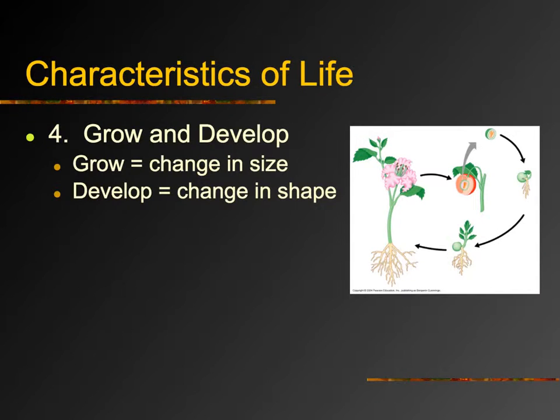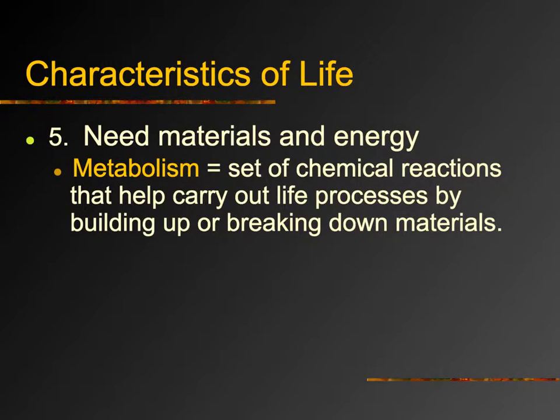The fourth characteristic, all living things must be able to grow and develop. Now note the difference here between growing and developing. Growing means to change in size. Developing means to change in shape. The fifth characteristic, all living things need materials and energy. Where do we get the materials that we need? From the food that we eat. And the food that we eat is broken down by our metabolism. It's a set of chemical reactions that help to build the food up or break it down into energy.